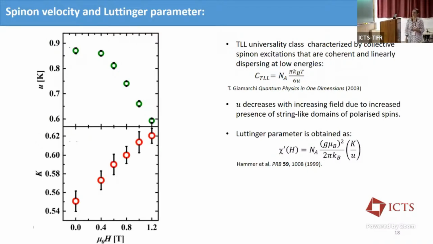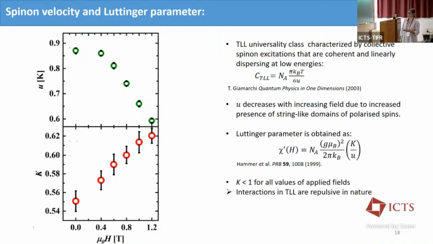So what you find is that the values of K is positive but less than 1 for all the values of applied field. So this indicates that the interaction in this Tomonaga-Luttinger liquid is of a repulsive kind. And the other thing is that the value of K at 0 Tesla was actually 0.55, which is very, very close to the expected value of 0.5, which comes from the field theory calculations.